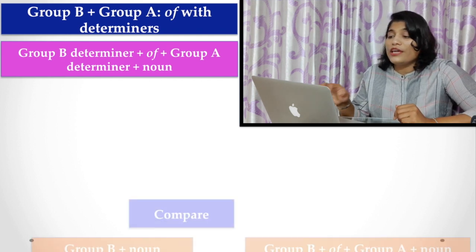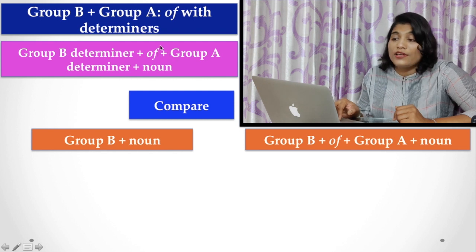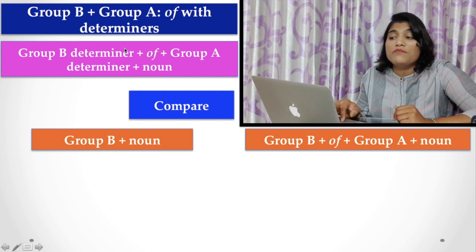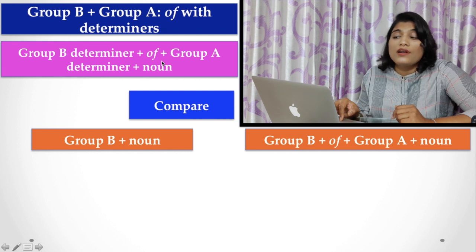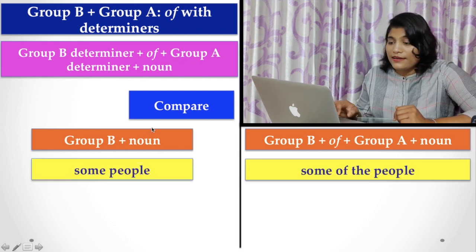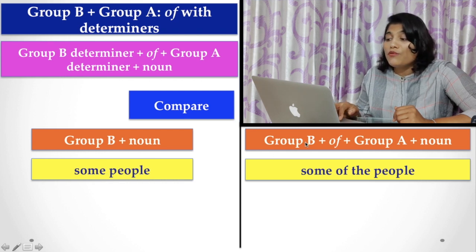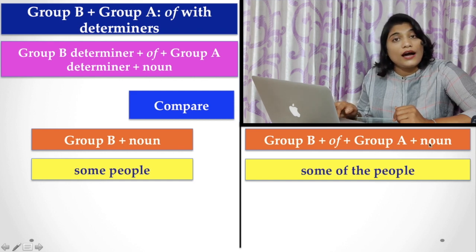When you are going to put these group B and group A determiners together, you have to put "of" in between them, and the noun comes after the group A determiner. That is, there is a comparison structure here. You may say "some pupils": some is a group B determiner and pupil is a noun. So here a group B determiner and a noun are put together, but there is no "of" here. But in the case of group B, then "of", and a group A determiner, after that the noun is placed.